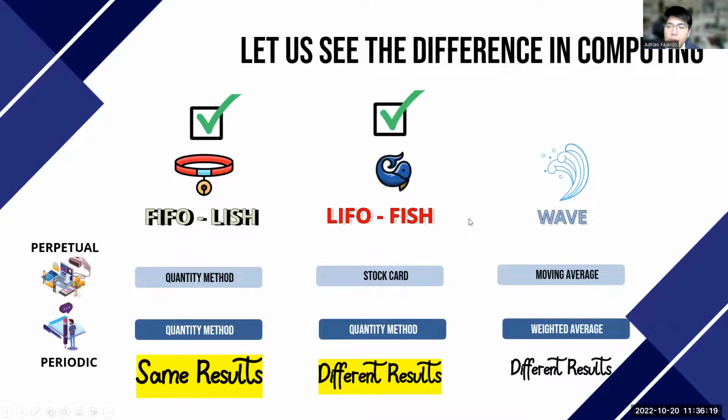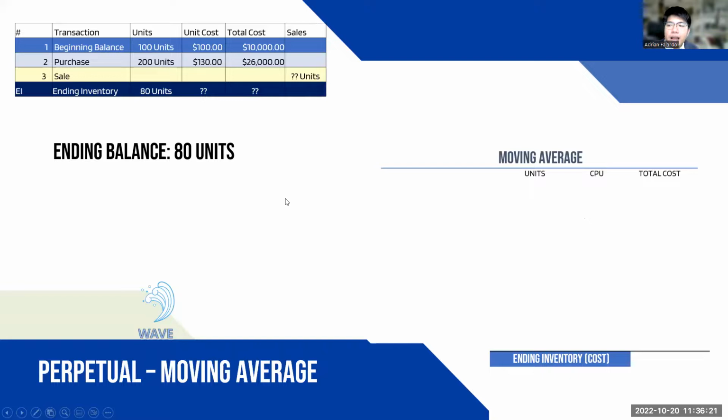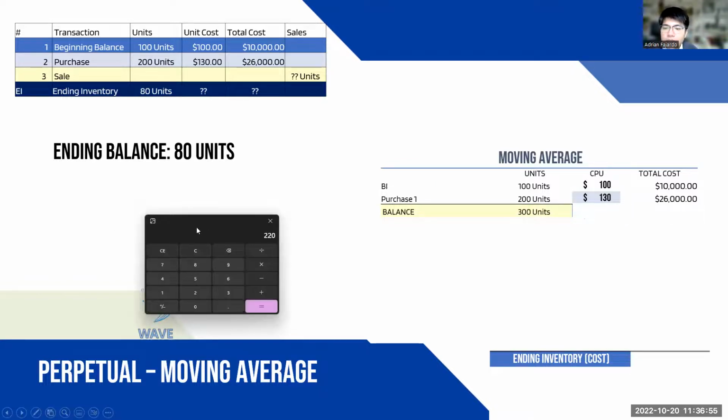So last, wave. Paano natin gagawin yung moving average? So average method, perpetual, is moving average. Sa moving average, again, memorize the table format. It just has one batch with unit, CPU, and total cost. So again, yung beginning inventory natin. So, and then we had the purchase. So now, as the name suggests, we need to get the balance or the moving average. So to get the balance, we first get the units. So 100 plus 200 is 300 units.